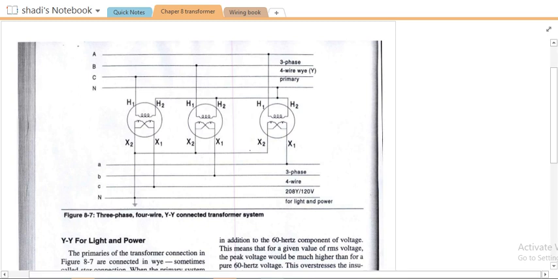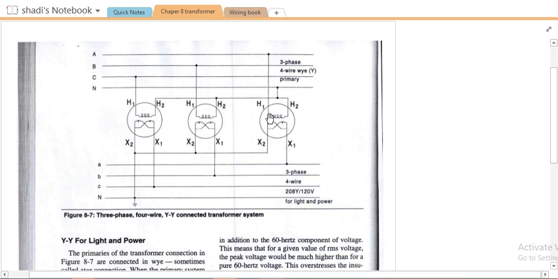So this is the connection of a three phase Y connected transformer. To make this connection happen, we will bring three separate single phase transformers. So we have transformer number 1, transformer number 2, and transformer number 3 as well. Each transformer will be connected separately to the distribution system. So let's assume this is transformer number 1.